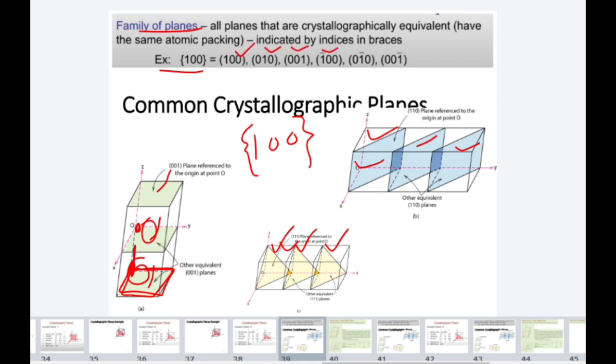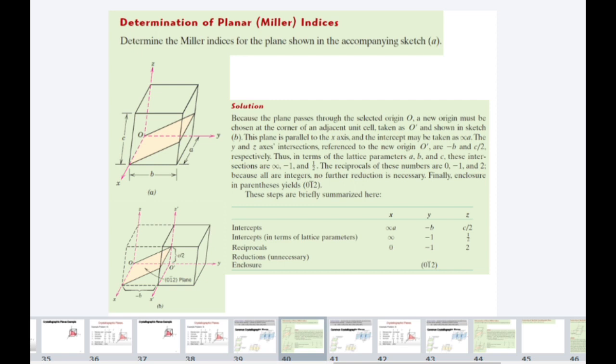This one, all these are the same. They have the same atomic packing. Right? The families of planes have the same atomic packing. As I told you in the direction also, they have the same spacing, right? So all these planes are the same, and it's known as a common crystallographic plane or family of planes. So both are the same thing. Clear?